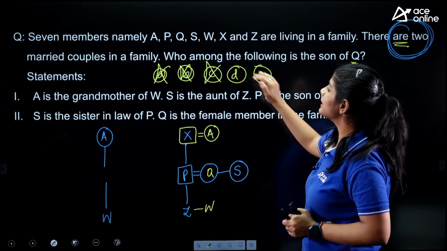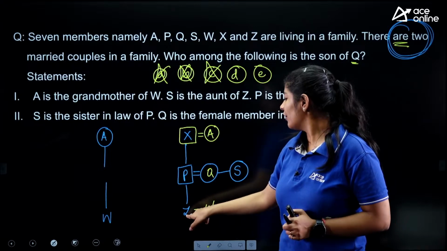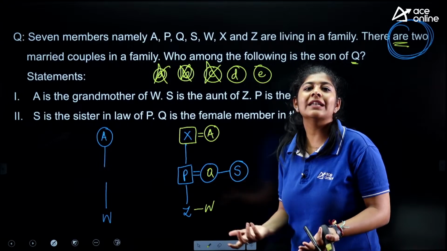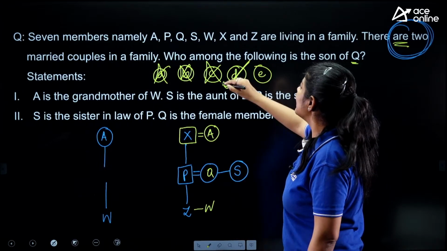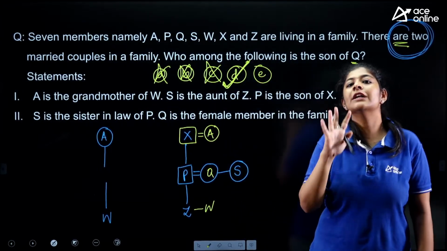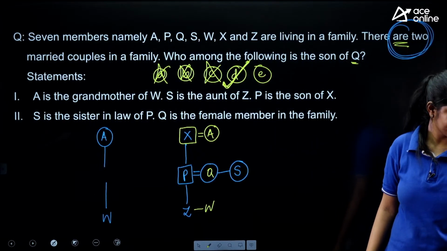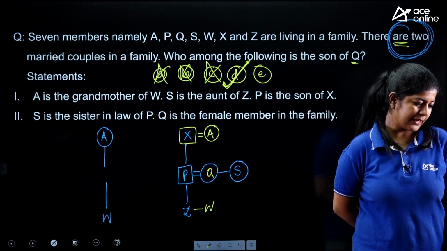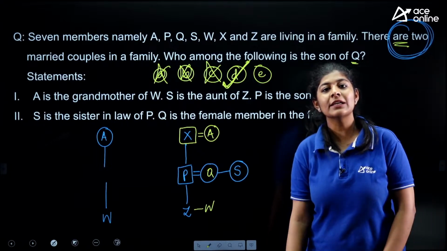Now, the question is asking who among them is the son of Q. The gender of both Z and W is undefined. So we can't determine who is the son of Q. So option number D is the correct one. Neither statement number 1 nor 2, both are not sufficient to answer the question. Right? Yes, option number D is the correct one. Very good, Jaipur. Right? Option number D is the correct one.